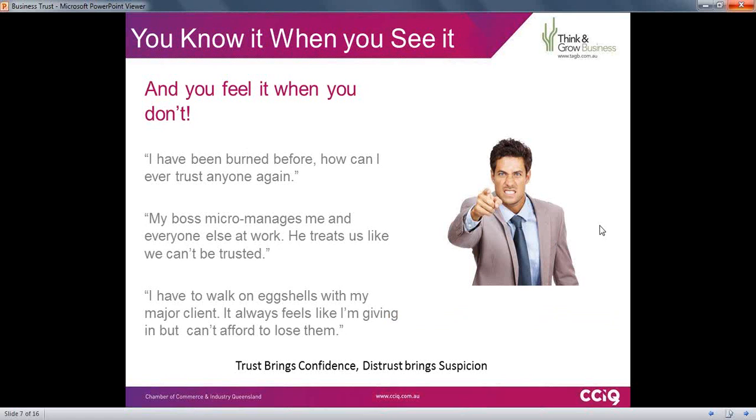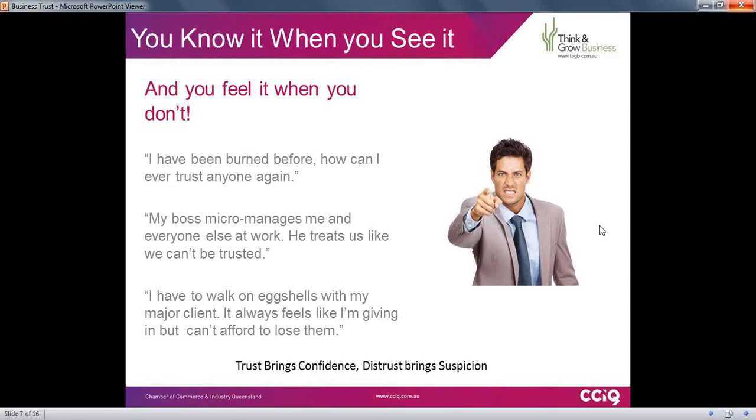Some of those statements that you see on the screen in front of you now, like "I've been burned before, but how can I ever trust anyone again," are happening every day in the workforce. It also happens every day in relationships. It happens every day with people looking for love. I've been burned before, so how can I ever trust anyone again?